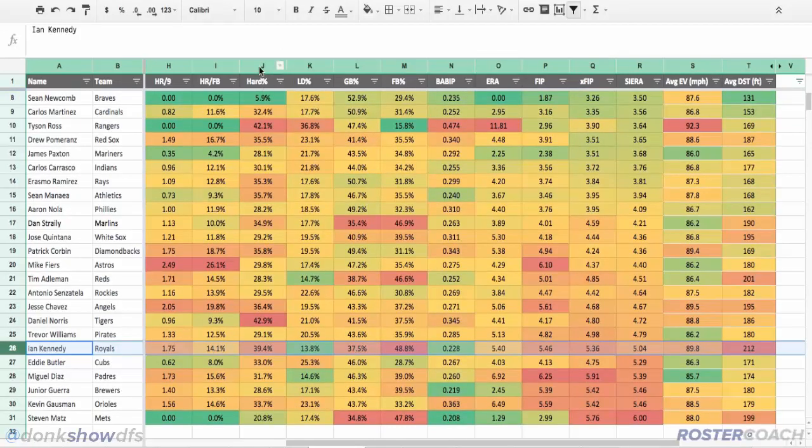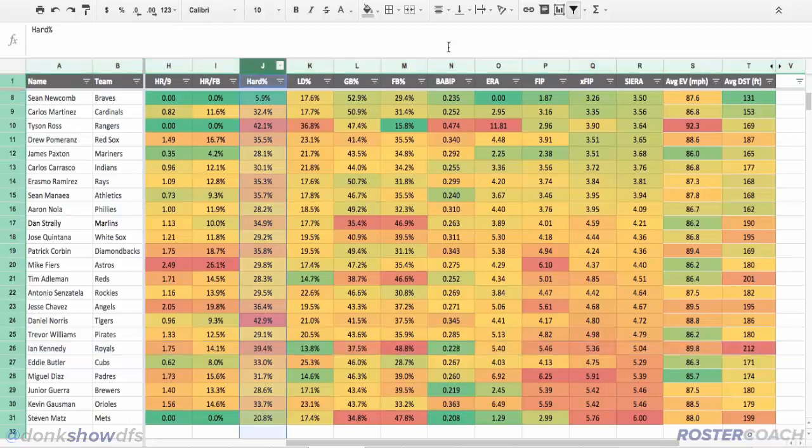For me, it's really hard hit rate, line drive rate, along with average exit velocity and average distance. These are the numbers that I am looking at primarily. If I'm finding pitchers that fall under 3 out of the 4 categories, I'm probably going to write their name down as someone that I'm going to want to target with my bats.